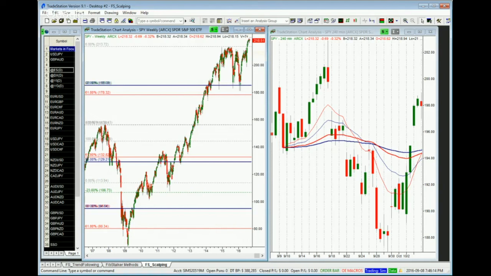So I hope you appreciate how many things we can actually see and recognize in price when we study price with the right tools.